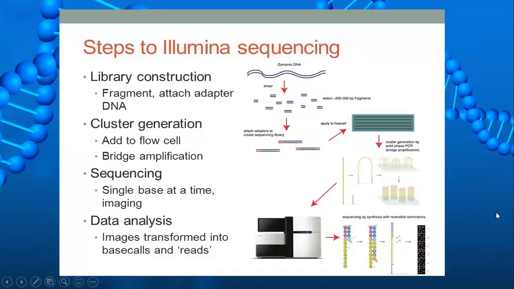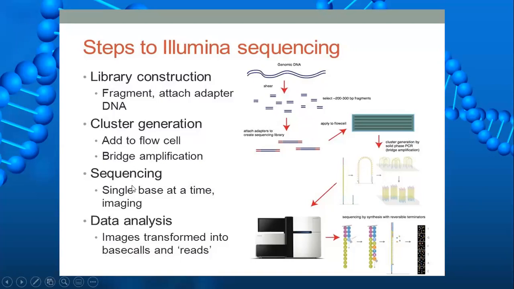So coming to the steps in Illumina sequencing. The first step is fragmentation of the genomic DNA and library construction. So the adapters are ligated to the ends of the DNA fragment. And then the second step is cluster generation. So these DNA molecules are then added to a flow cell, and they are attached to the flow cell via adapter sequences, which are complementary to the short sequences that are already present on the flow cell. Then a process occurs called bridge amplification.